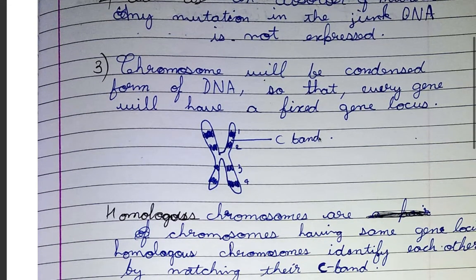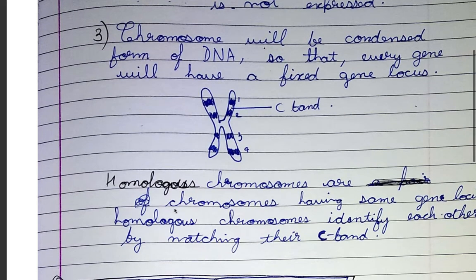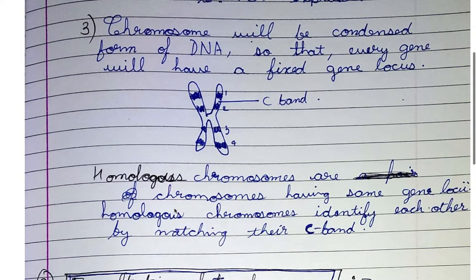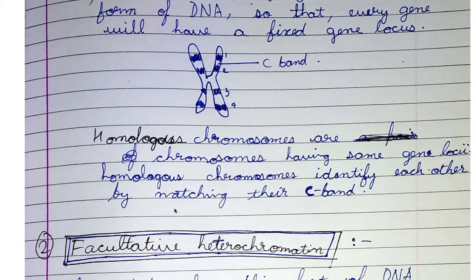Chromosome will be the condensed form of DNA, so that every gene will have a fixed gene locus. See, these are C bands. Homologous chromosomes are those chromosomes having the same gene loci. Homologous chromosomes identify each other by their matching C bands.